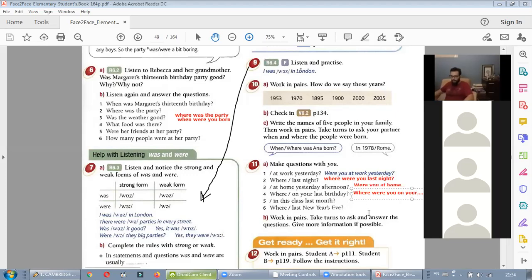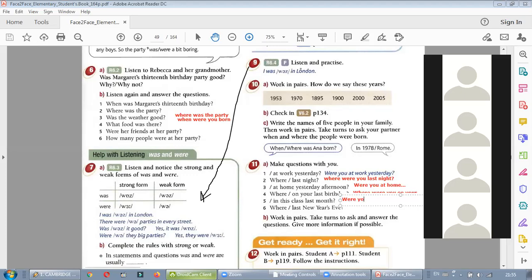All right. Number 5. Who'd like to do number 5? Okay. Najat, you can do number 5. Were you in this class last month? Right. We can also answer these questions when we finish them. Yes, I was. Right. Okay.